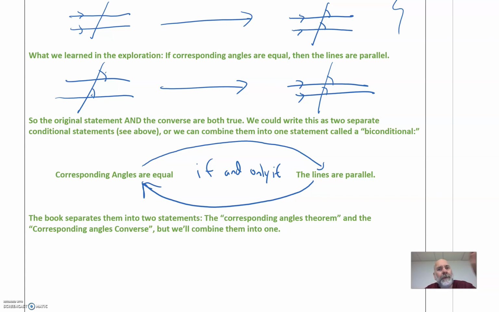The book will always separate it. They'll say, sometimes they'll use corresponding angles theorem. Sometimes they'll use the converse, and they'll write converse in the statements. We're just going to say the corresponding angles theorem works for both. And so we're renaming it and naming it differently than the book does to make our lives easier.